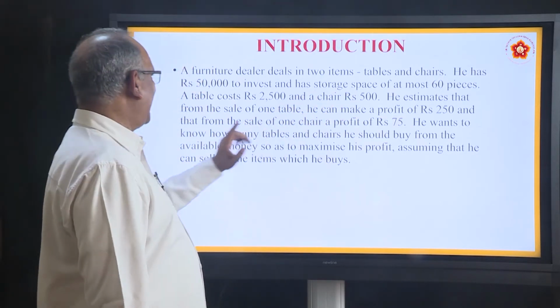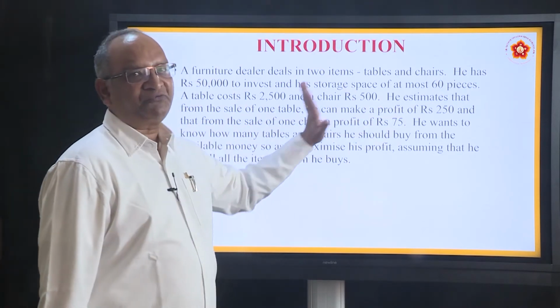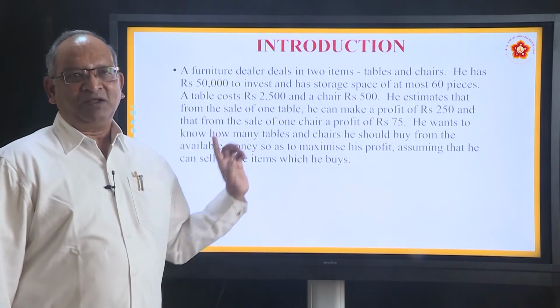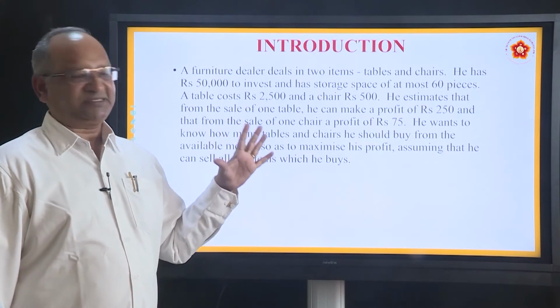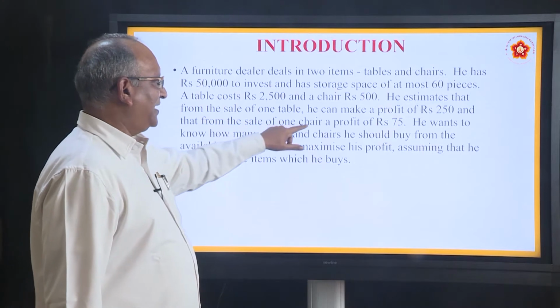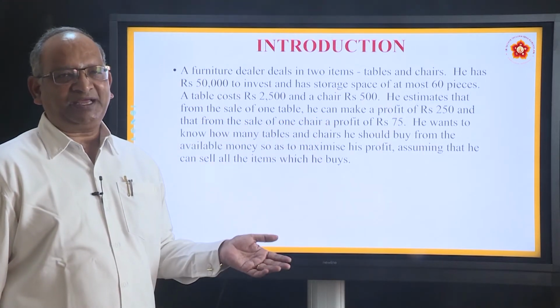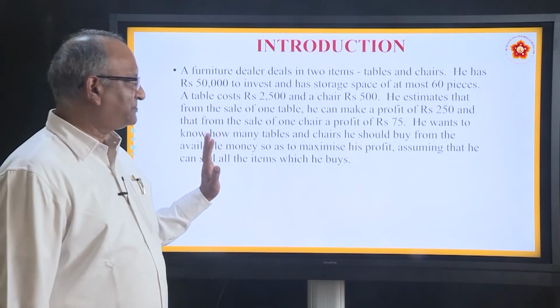He estimates that from a sale of one table he can make a profit of 250 rupees. What is the cost of the table? 2,500. What is the profit he is expecting by selling? 250 rupees, 10% profit, right? And that from the sale of a chair he expects a profit of 75 rupees. What is the cost of the chair? 500 rupees. He expects that he can make 75 rupees profit.